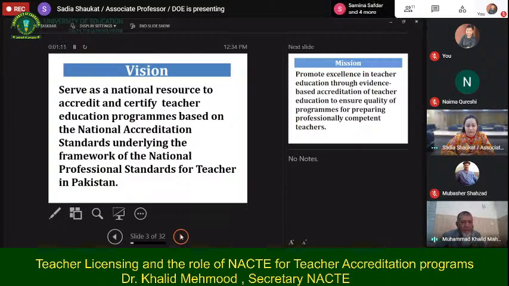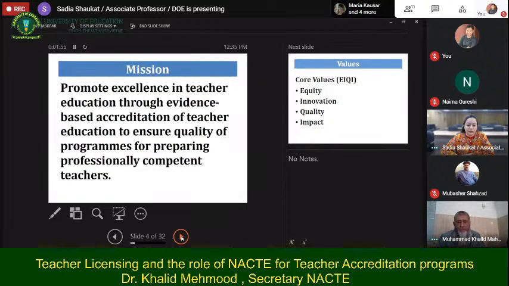We want to serve as a national resource to accredit and certify teacher education programs based on the national accreditation standards underlying the framework of national professional standards for teachers in Pakistan. The ultimate aim of our endeavor is to raise the quality of teachers, as defined through the national professional standards for teachers. We have developed national accreditation standards keeping in view the national professional standards for teachers, and we assess teacher education programs according to these standards. I shall explain it next.